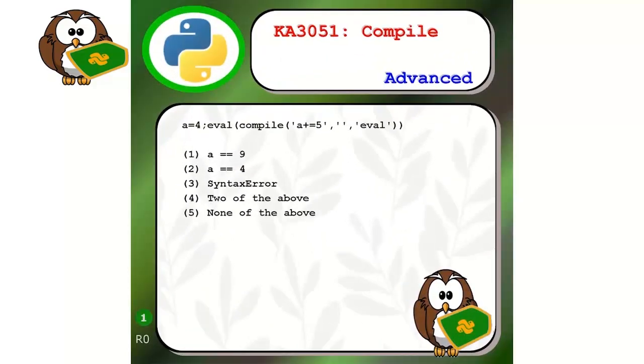KA3051, our last advanced question on compile. Given the exact same operation where A starts off equal to 4, then we evaluate a compilation of that A plus equals 5 using eval. Would we, 1, get the results of A equaling 9, 2, A equaling 4, 3, syntax error, or 4, 2 of the above, or maybe even none of the above?